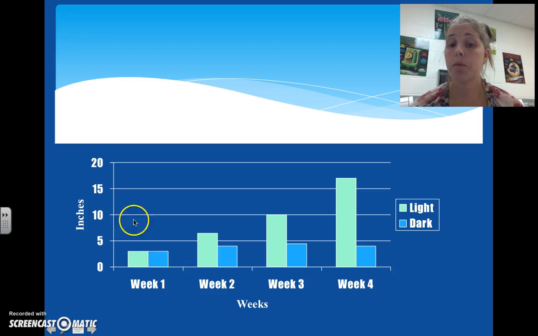So a double bar graph would look something like this, where one bar is shown in one color, and another bar is shown in another color, and there's a key off to the side that shows what they each represent.